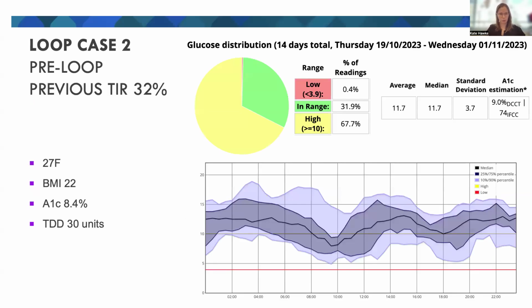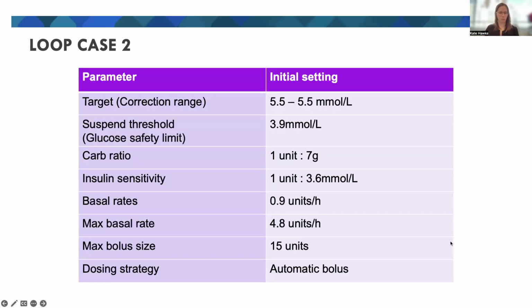Coming to case 2. This is a young woman, 27 years of age, baseline A1C 8.4%, and total daily dose 30 units. You can see she has a time in range of 32% prior to starting on Loop. Once again, has those highs overnight, which tend to do so well with automation. Really variable and busy lifestyle, young mother, busy with a toddler and so on.